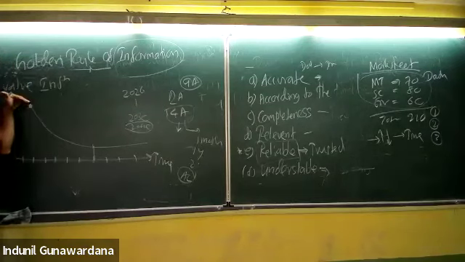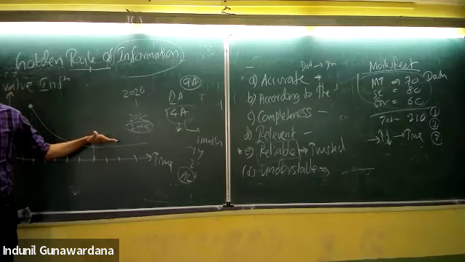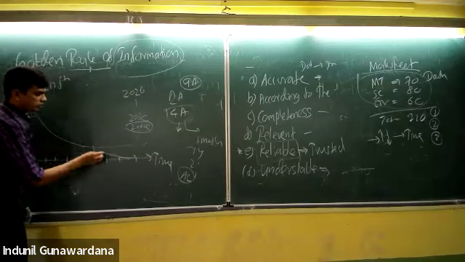ඒකයි කියන්නේ golden rule එකෙන් කියන්නේ value of the information reduces over the time, but it won't get zero, right?